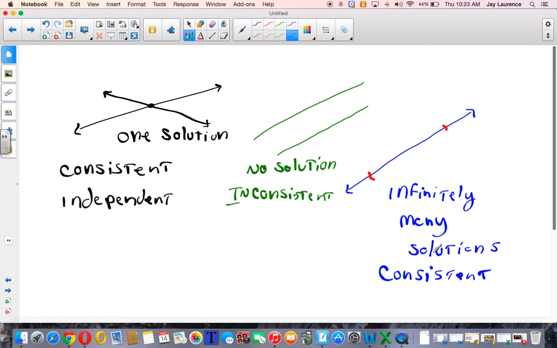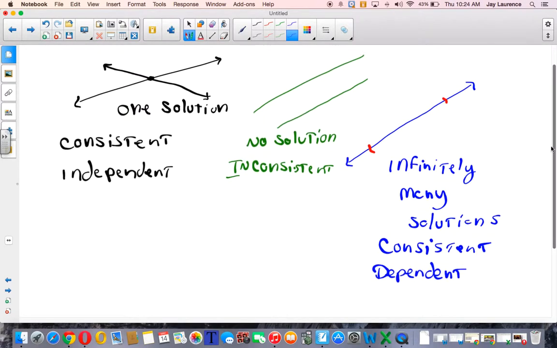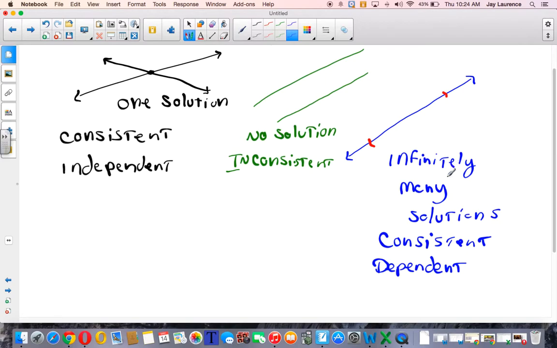But since all the points are on both lines at the same time, we call this a dependent system. Dependent. Okay? So when it's the same line twice, we're going to get a situation where it's infinitely many solutions. That means it's a consistent dependent solution.